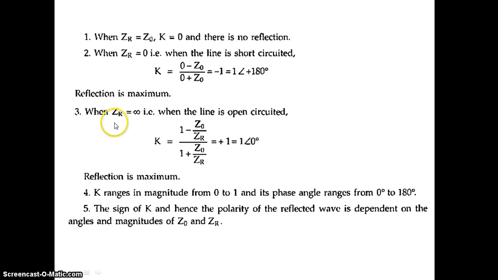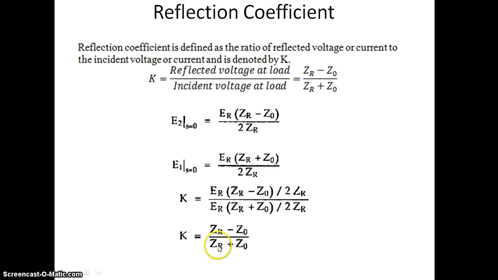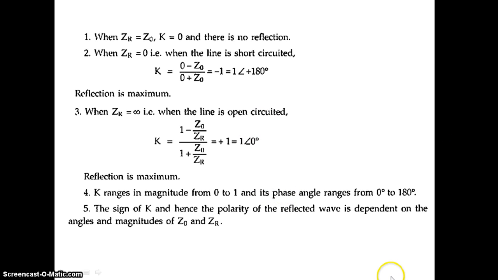If K is 1, reflection is maximum, and 0 means reflection is minimum, no reflection at all. Now substitute for open circuit, ZR equal to infinity. Divide numerator and denominator by ZR, so 1 minus Z0 by ZR. ZR equal to infinity means the second term will become 0. K equal to 1, angle is 0. That means reflection is maximum.